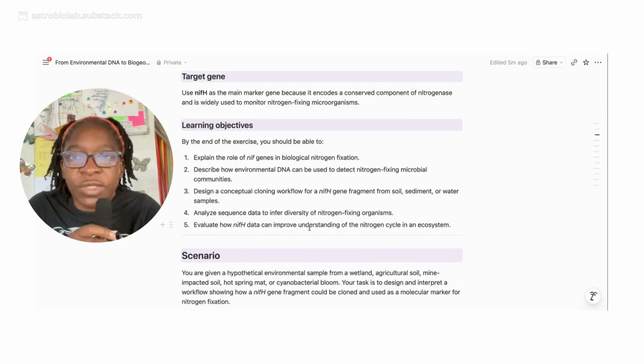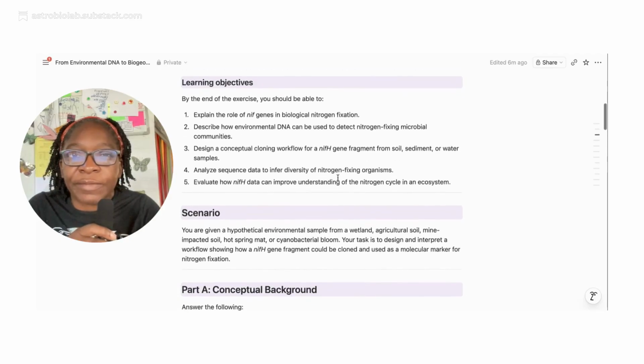So the target gene we're using is nifH, and this is a marker gene that is used because it encodes a conserved component of the nitrogenase and is widely used to monitor nitrogen fixing microorganisms. So that is bacteria that are basically doing this. And you can do a little study for yourself to see what this actual enzyme looks like.